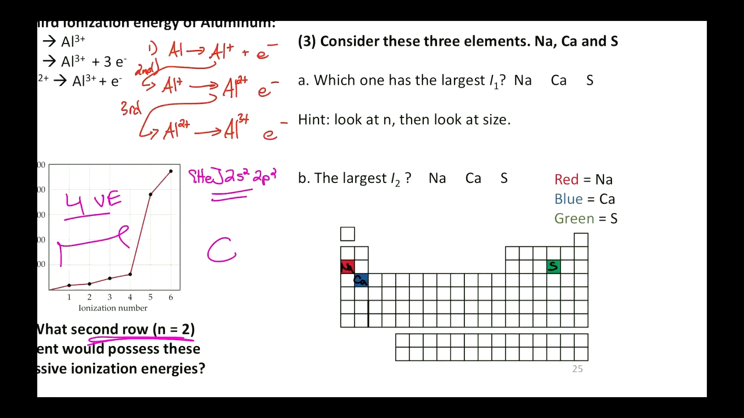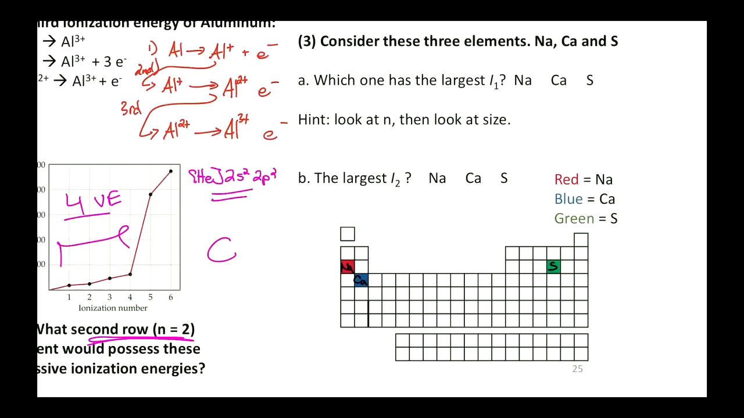Okay, so in this example, if we look at size, what criteria do we think about? N and Z effective. So will calcium be the smallest? No, it's going to be either sodium or sulfur, because that's N equals 3. Sodium and sulfur are N equals 3. So it's one of those.